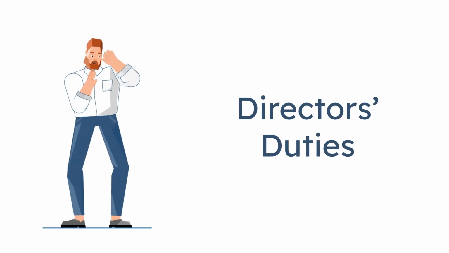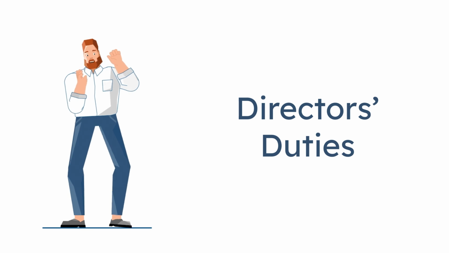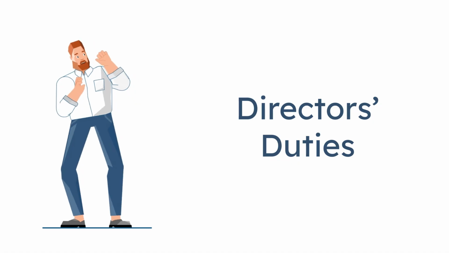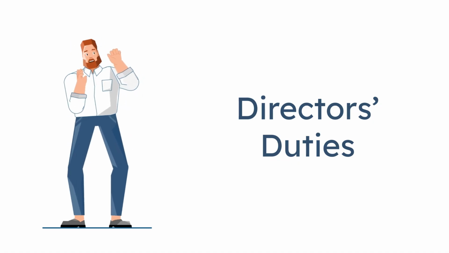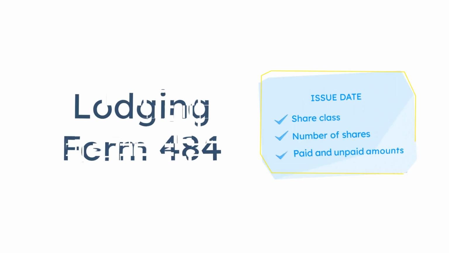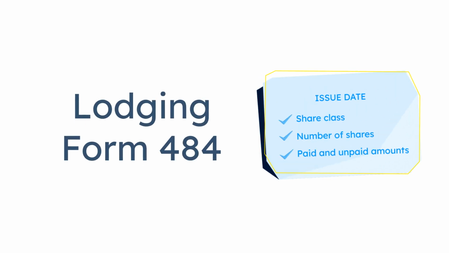Directors must act in good faith, avoid conflicts, and never misuse company opportunities. Issuing shares at undervalue or without approval can breach fiduciary duties. Once shares are validly issued, ASIC must be notified using Form 484. This includes issue date, share class, number of shares, paid and unpaid amounts.